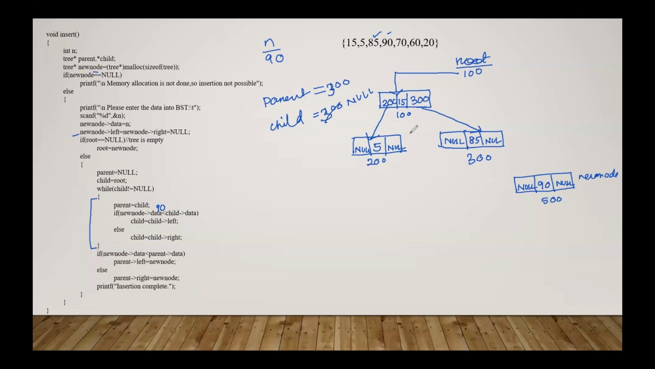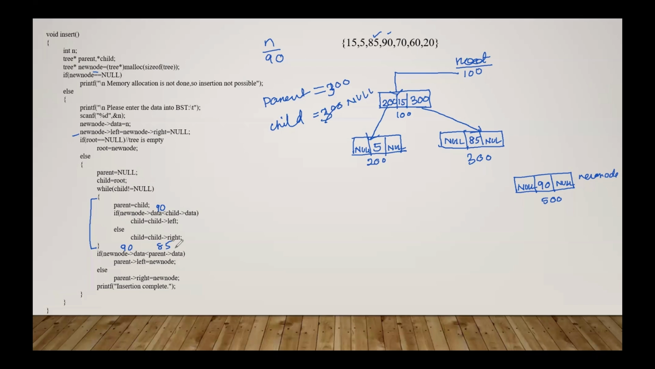False means we have reached the proper location. This means at this node we have to insert the newly created node. Next, whether it should be the left child or right child. So we check new node data, 90, against parent data. What is parent? 300. 300 data is 85. Sorry, is new node data less than 85? Yes? No, it is not true. So it will go to the else part.